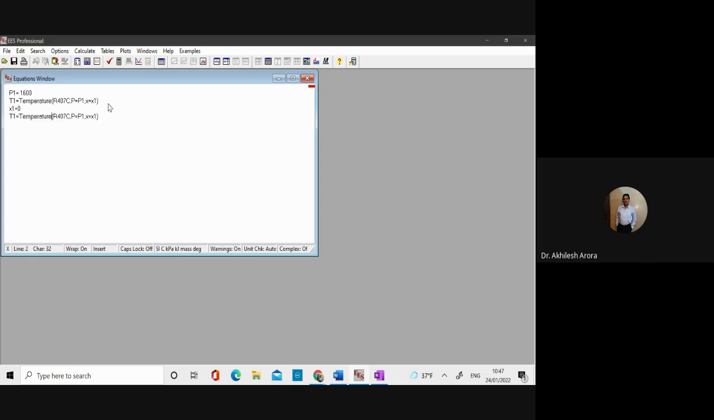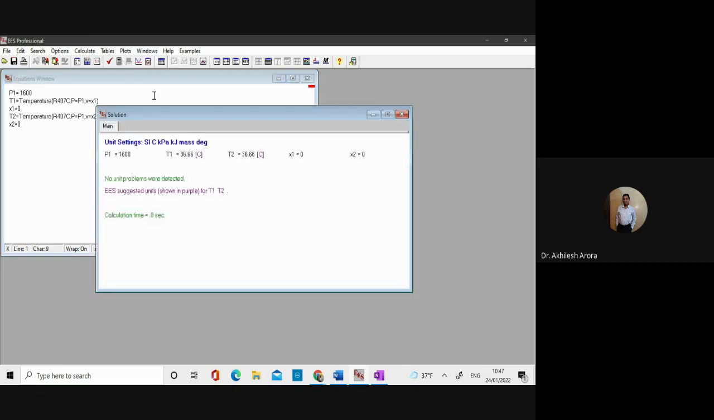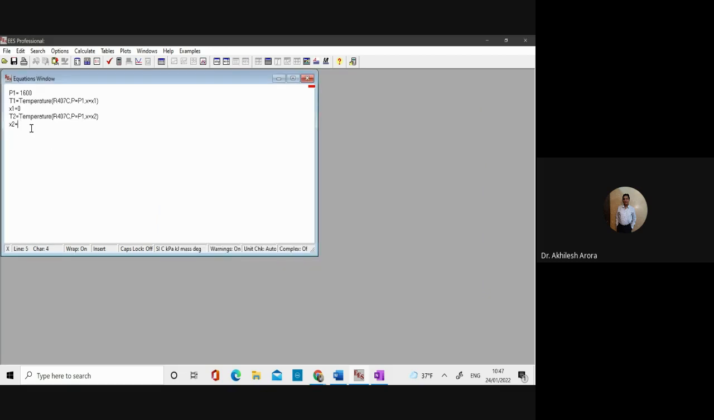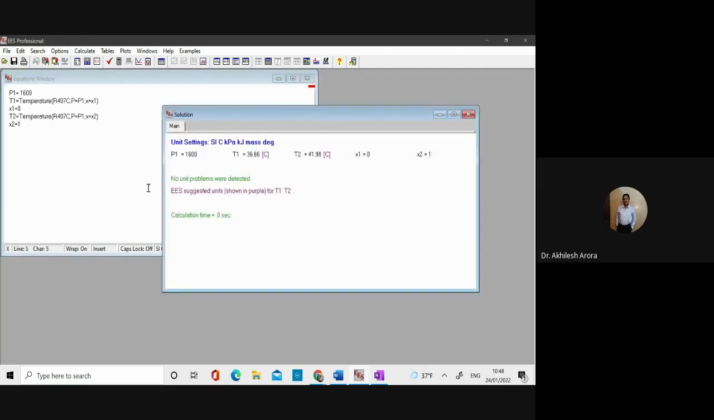I am changing this temperature to T2. I am changing this to x2, and let us say I put x2 equal to 0 and calculate. Now what is the value of... okay, now you see, why is... what did I take earlier, 0? Okay, I have taken both the values as 0. That is the problem. So I will take it as 1. Okay, so once again I calculate it.